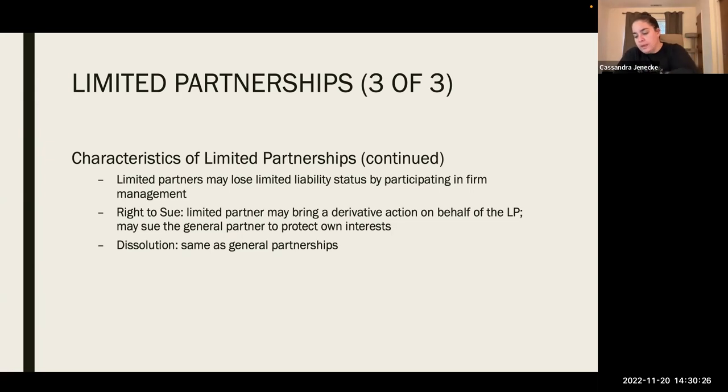It's a derivative suit. And then harken all the way back to 10 minutes ago, where we were talking about dissolution of a general partnership. Dissolution happens for limited partnerships in the same way that it does for general partnerships.